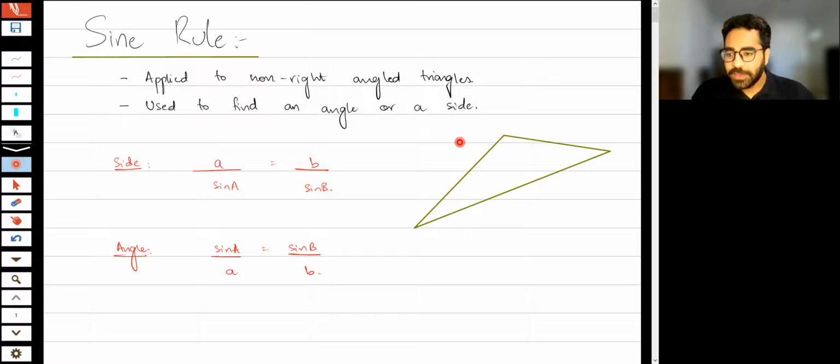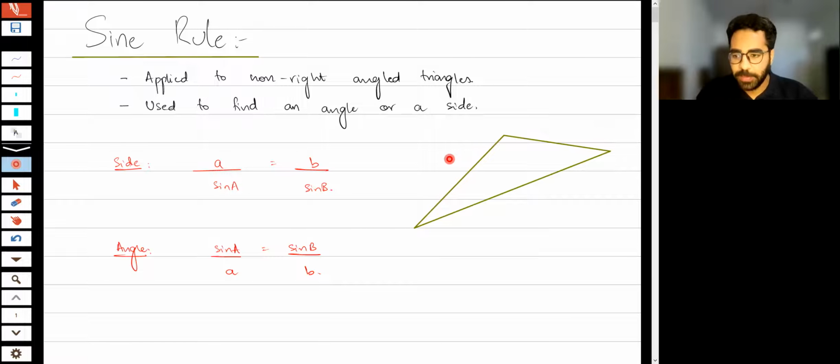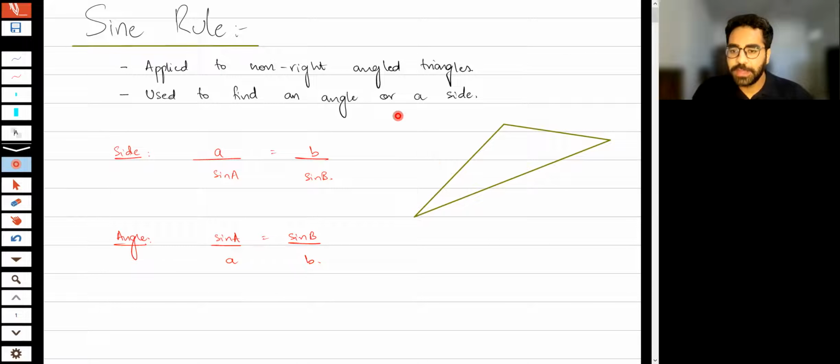Okay, so there are two formulas that we're going to use. Basically they're the same, but whenever we have to find the side of a triangle, we're going to make use of the formula a upon sine A equals b upon sine B. And whenever we have to find the angle, the unknown angle, we're going to use sine A upon a equals sine B upon b.